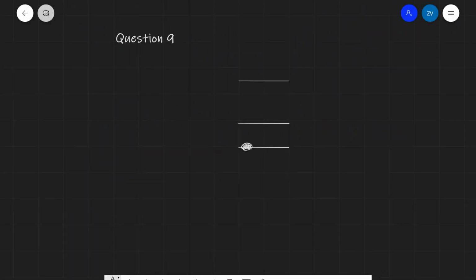Question 9, we have an electron which is interacting with an atom, and it collides with the orbiting electron, and the orbiting electron goes up in energy state. Now, this can only happen when energy is transferred to that electron. Therefore, the correct answer is D.